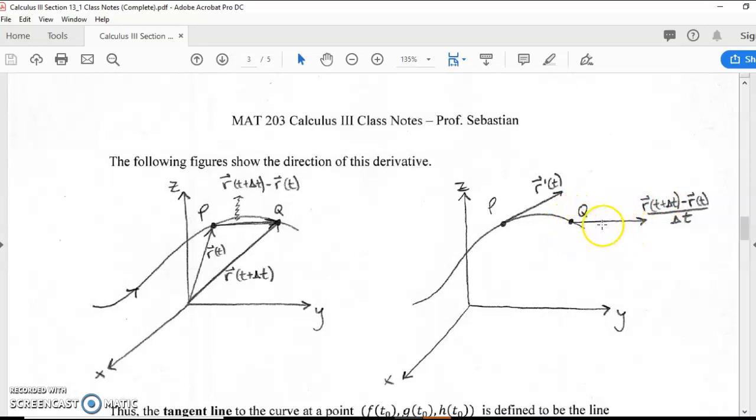It's not tangent because I have to take the limit as delta t approaches 0, which means this Q would be walking back along the curve, getting closer and closer because delta t is approaching 0. Then it's the tangent vector, which is what we want.